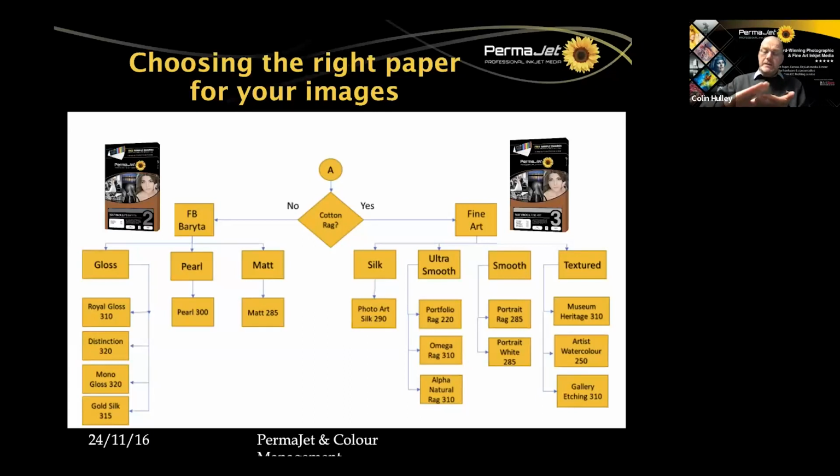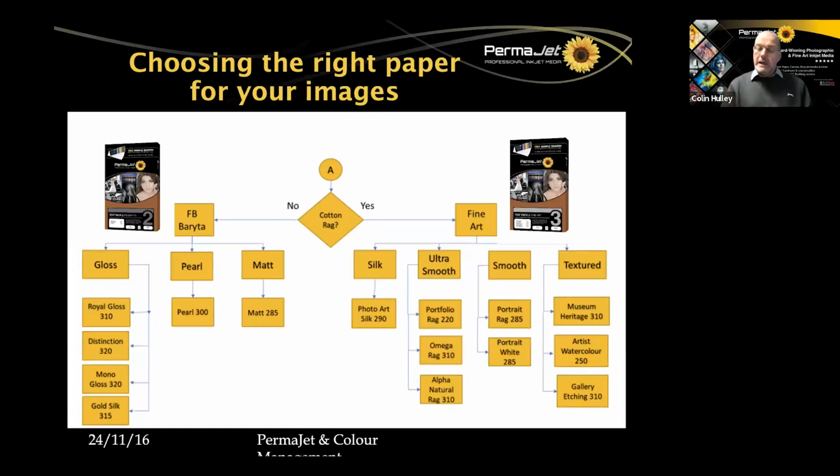We've then got Ultra Smooth, and these papers, when you hold them up to the light, are perfectly smooth. There's no form of texture whatsoever. And in this range, we've got 3 papers. We've got Portfolio Rag 220, a lightweight paper at 220 GSM. Very popular for wedding albums and books because it's easy to crease and to fold in a book. Quite popular for that application.